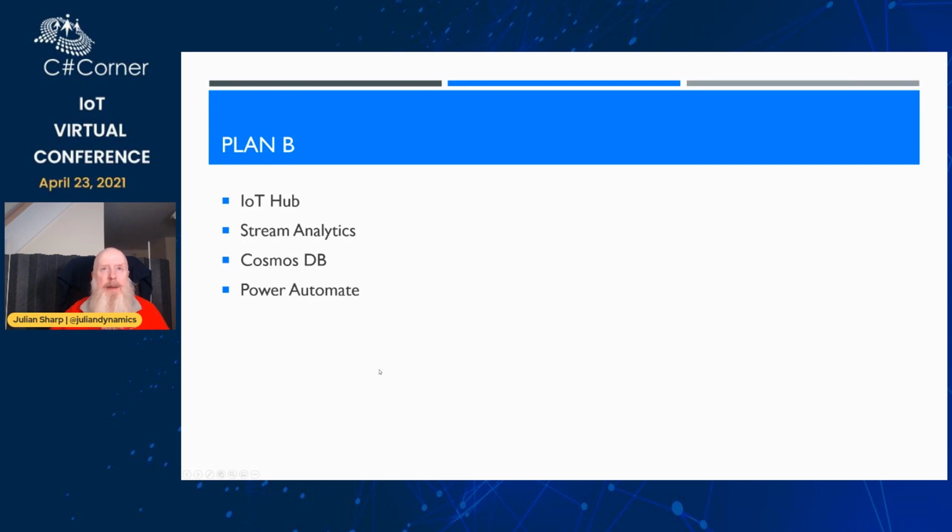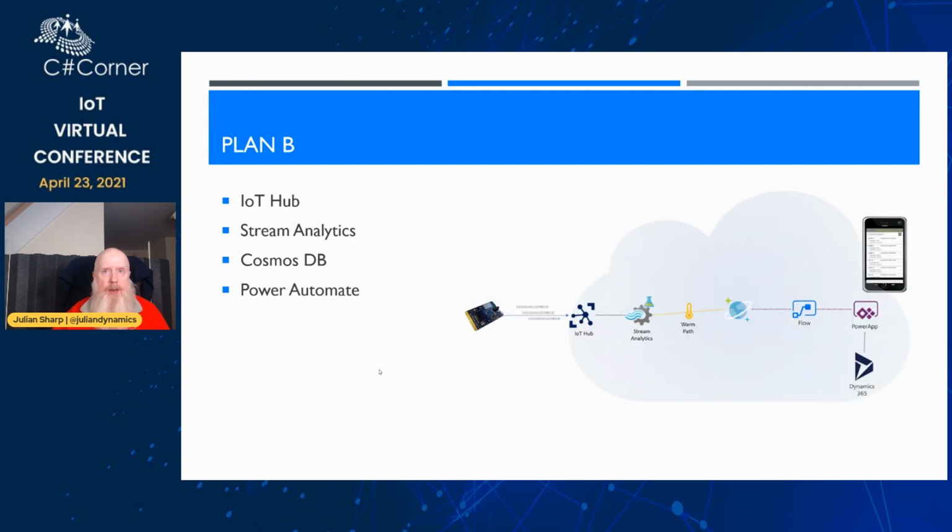So then what I did is I went to plan B, which is to use Azure IoT Hub, but then use Power Automate to trick the thing. So this is essentially my little model. I would store the data in Cosmos DB.